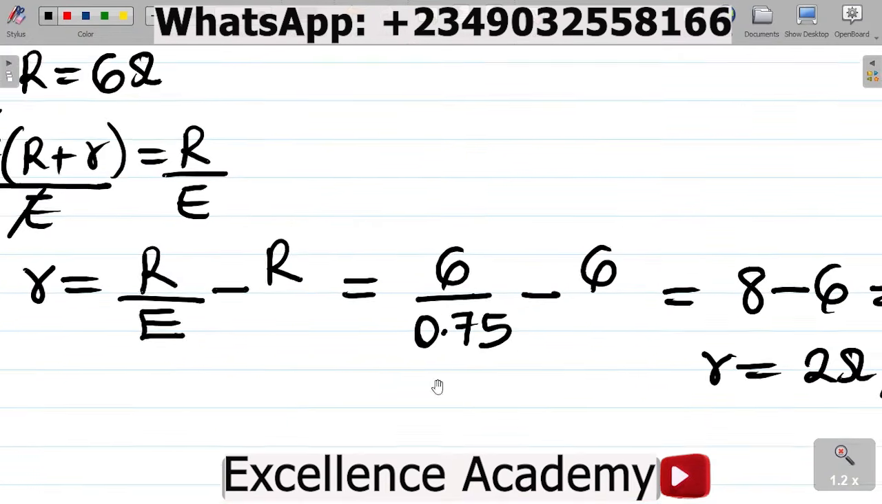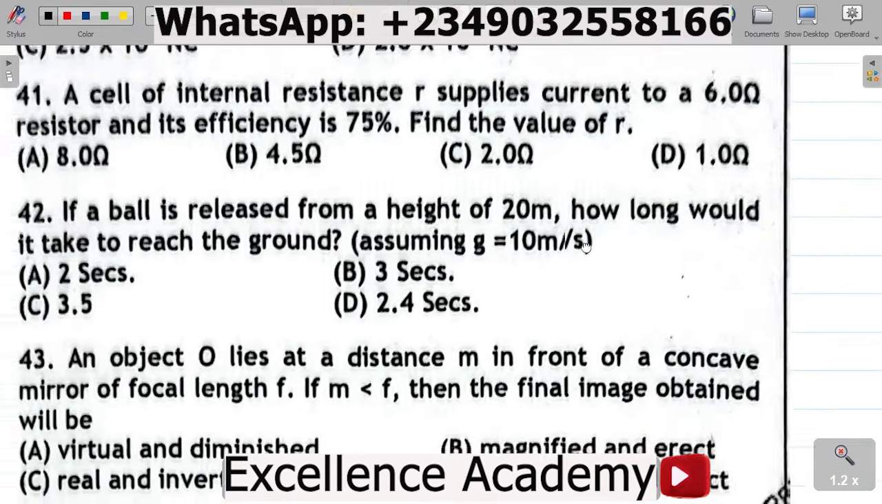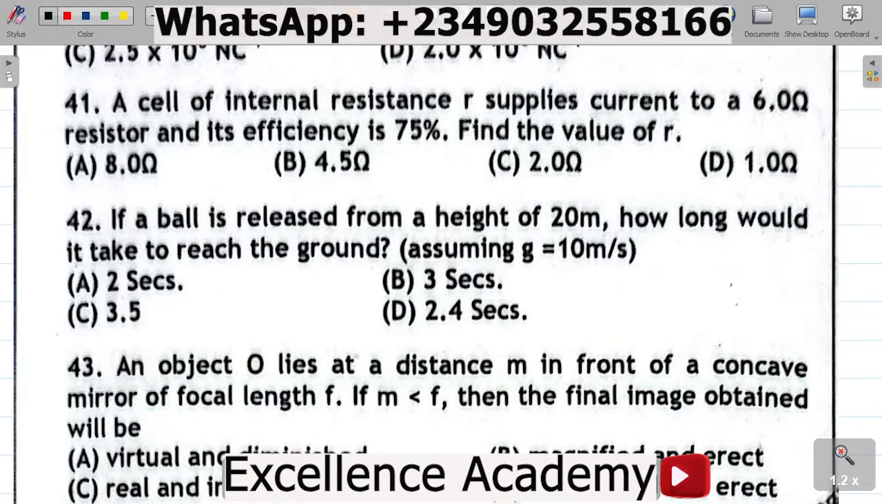So r is 2 ohms. So which option is that? Let's see. That is C. The correct answer here is C, 2.0 ohms.